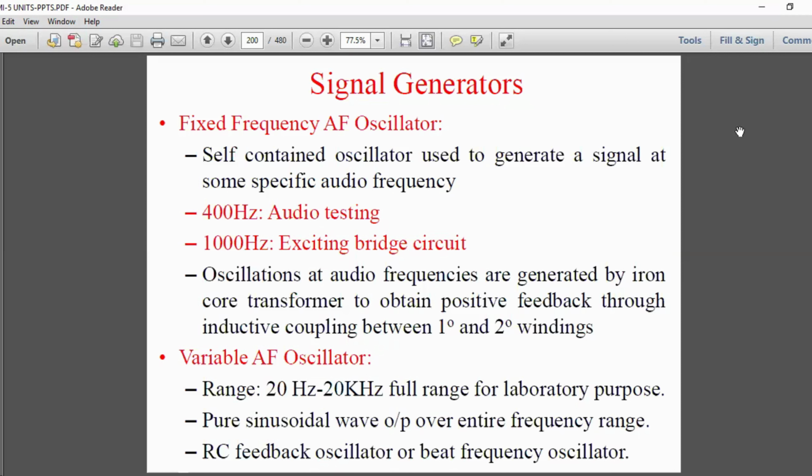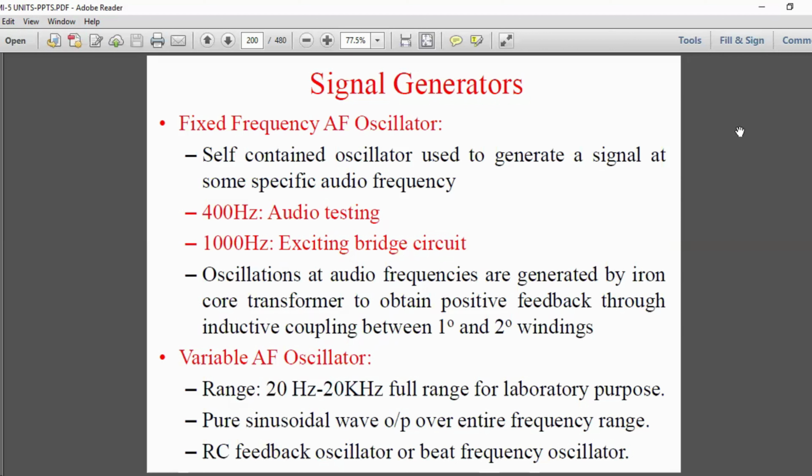So you just see here, the oscillations at the audio frequencies are generated by the iron core transformer, which is to obtain the positive feedback through the inductive coupling between the primary and the secondary winding. And the variable AF oscillators range from 20 Hz to 20 kilohertz, which we already saw in the ranges and the bands. So 20 Hz to 20 kilohertz has the full range for laboratory purposes.